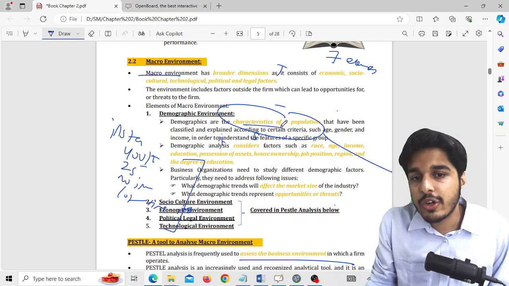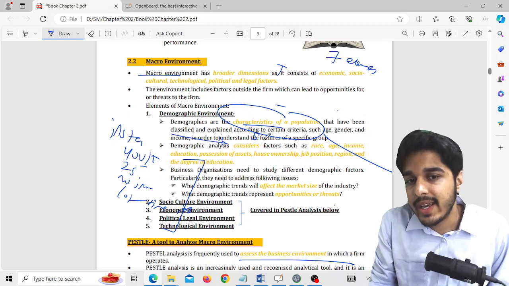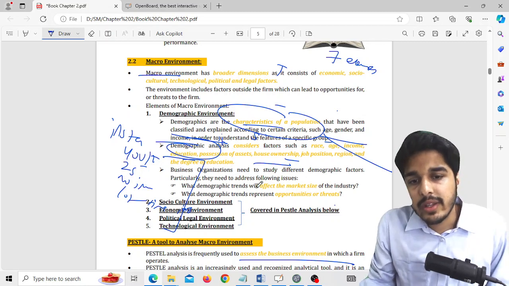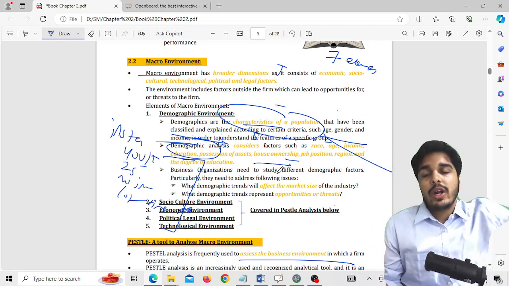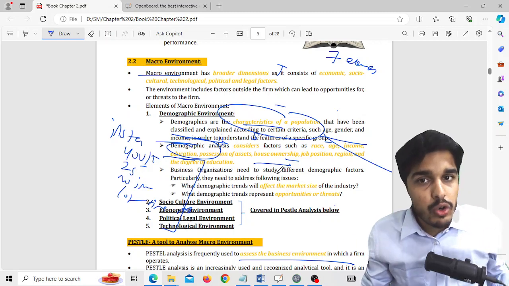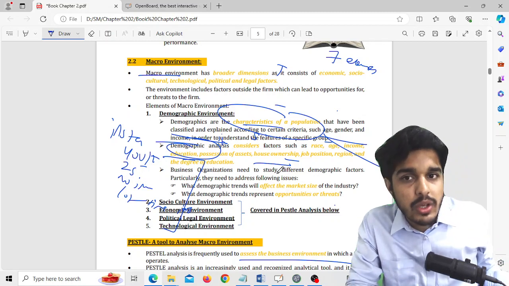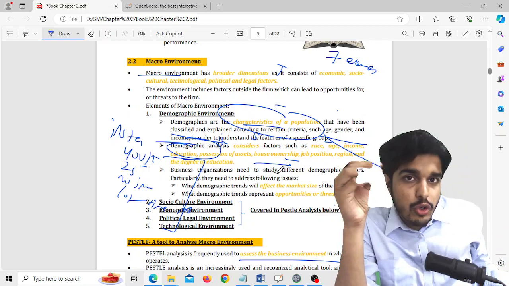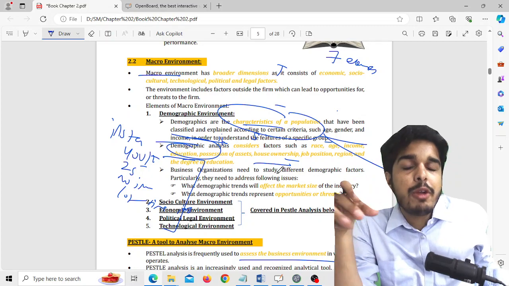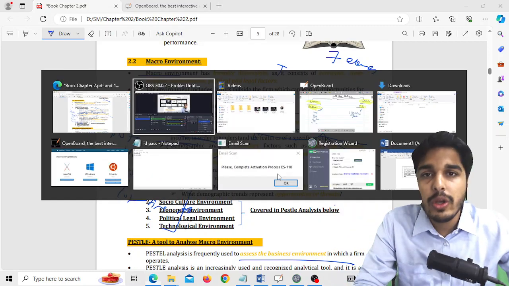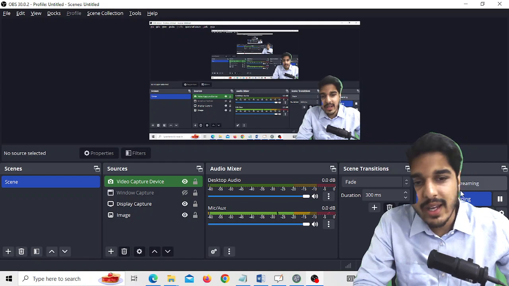It is the characteristic of the population that has been classified and explained. It includes age, gender, income to understand this thing. It also considers educational background, house ownership, job position, region, degree, and all other things. So this demographic environment also has to be seen in the macro environment, but you just keep in mind PESTLE. So if a question asks what elements or what kind of analysis you are doing in the environment, you will answer that we will be doing PESTLE analysis. So this was, guys, PESTLE analysis.